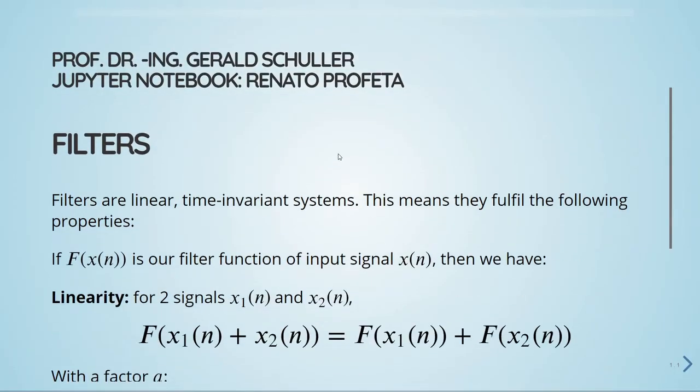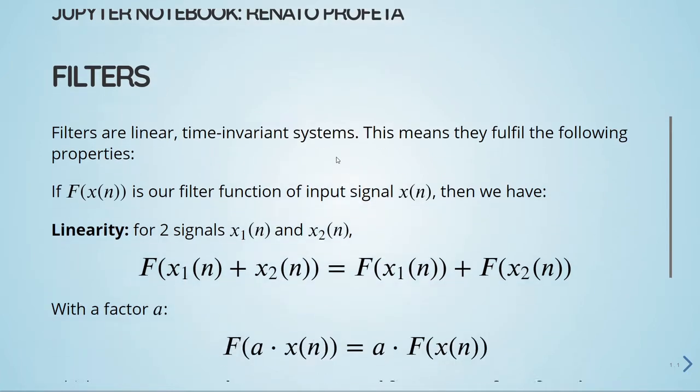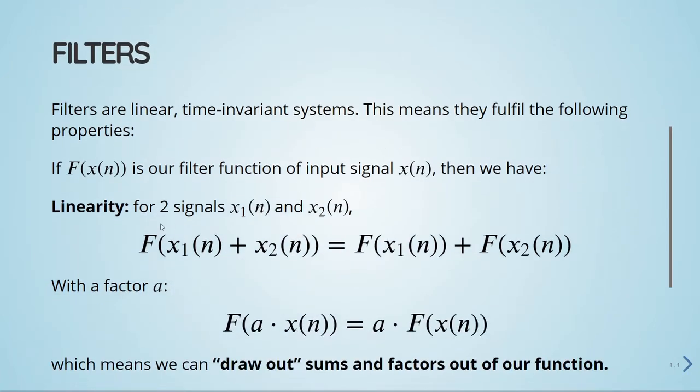So filters are linear time-invariant systems. This means that they fulfill the following properties. If f of x of n is our filter function of input signal x of n, then we have linearity. So for two signals x1 and x2, applying this filter function on the sum of these two signals is the same as applying the filter to the first signal and adding the filter of the second signal.